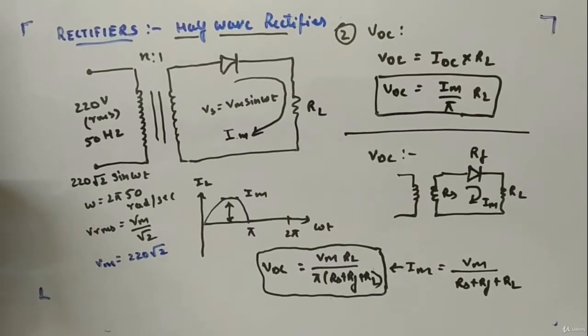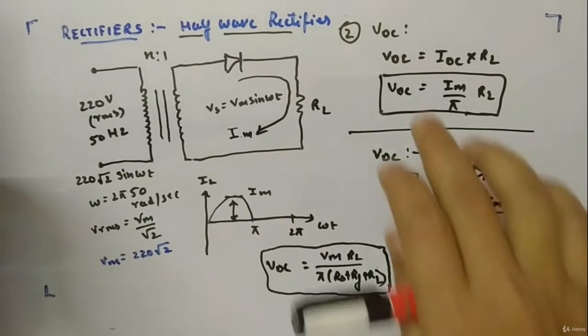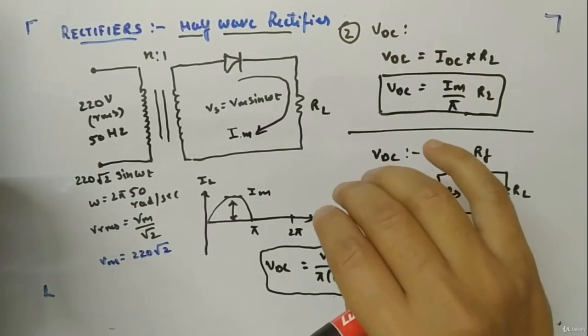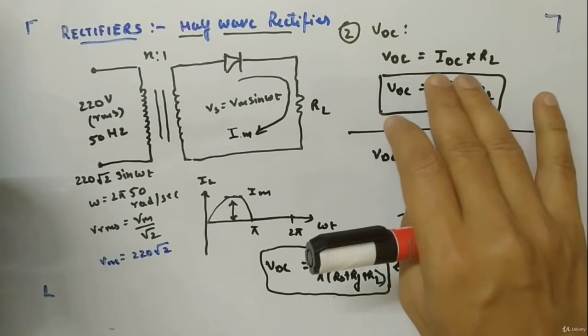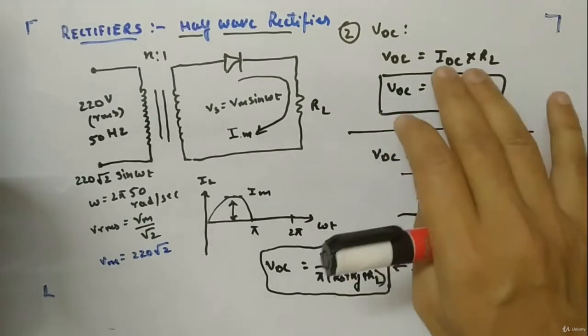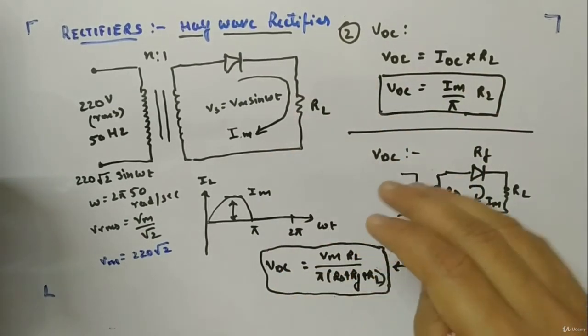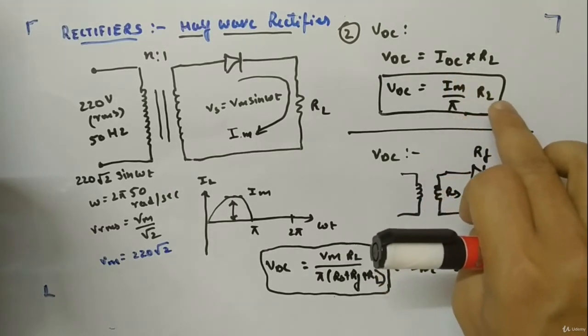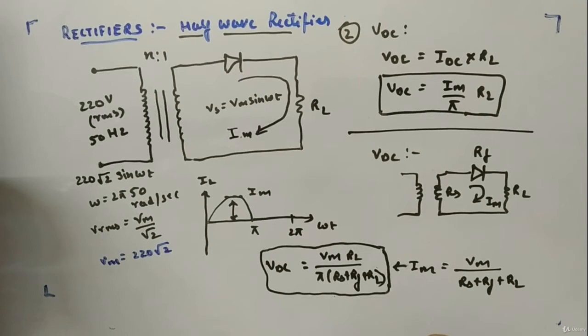Okay, let's look at the next quantity, that is called VDC, the DC output voltage. Now VDC can be calculated as IDC into RL. IDC we have calculated in the last step. So if I put the value of IDC, Im divided by pi into RL, which will become VDC.